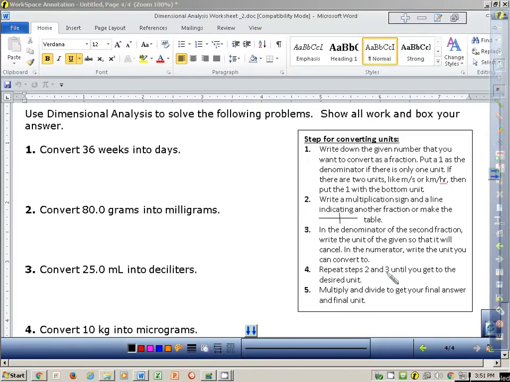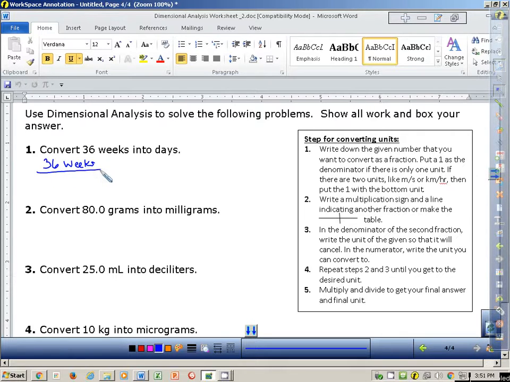I have some general steps for you right here in this box, so if you want to pause it and look at this for just a minute, I'm going to repeat these steps as we do the problems. These are words to live by in chemistry or some of your AP classes when you need to convert units. So here's what we're going to do. Step number 1 says write what's given to you, and that's exactly where we're going to start. We're going to write down the 36 weeks. You can abbreviate the unit, but you need the number and you need the word that goes with it.